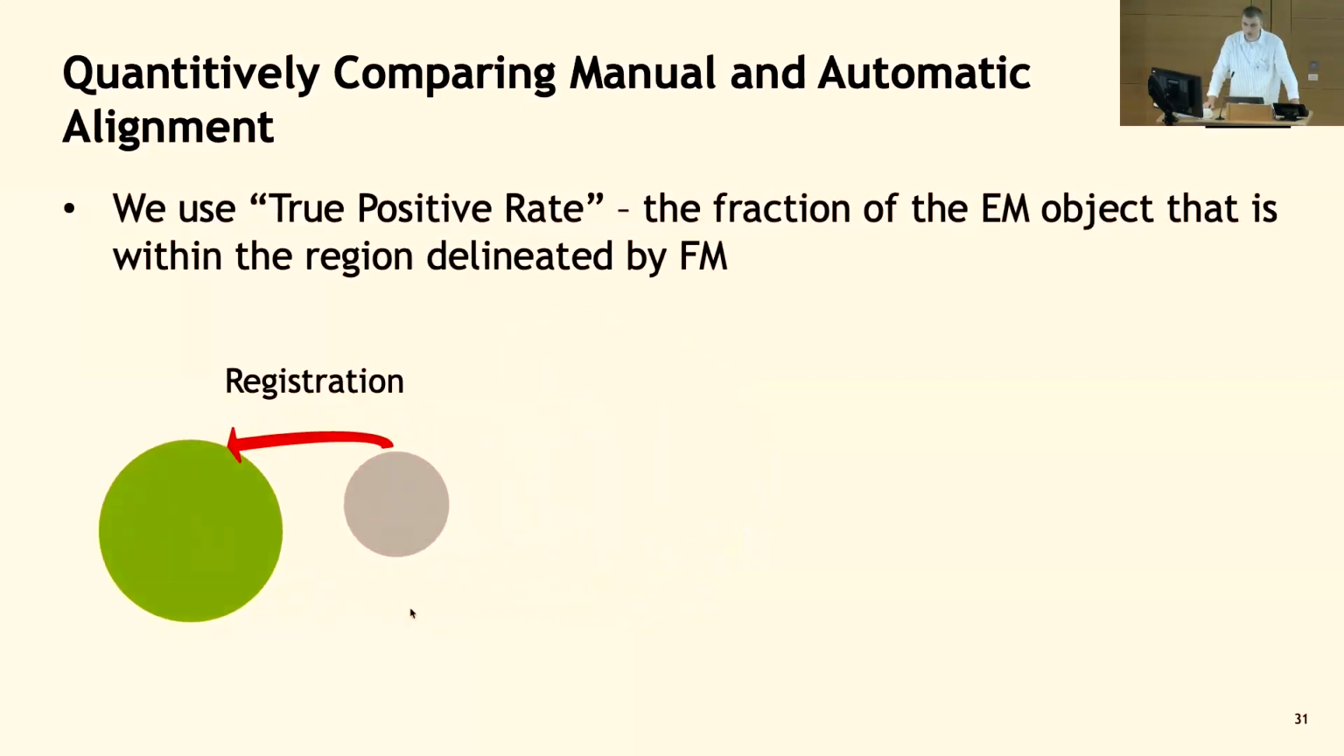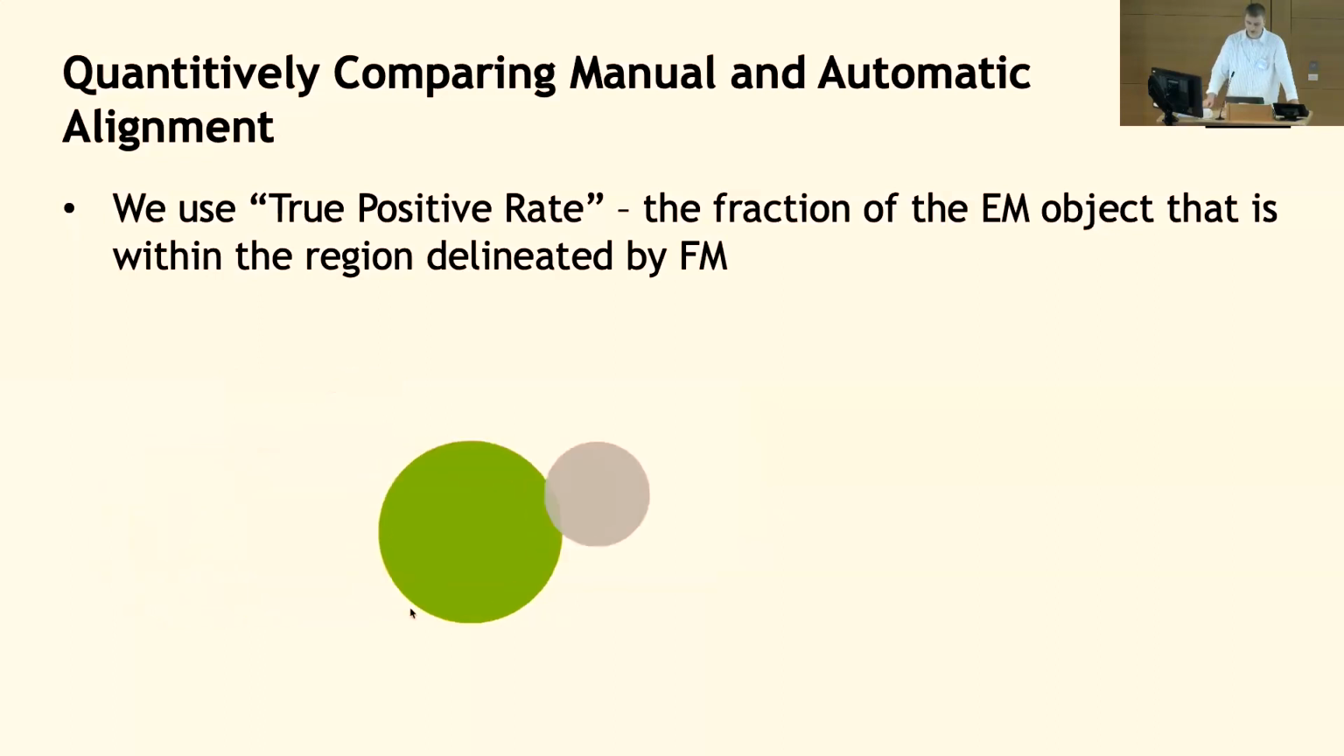So as such, the agreement between the fluorescence signal and the manually segmented target structure is assessed by calculating the true positive rate. In this graphical example, we have the fluorescence signal of an organelle in green and the same organelle in the electron microscopy in gray. And the first thing we do is register the two.